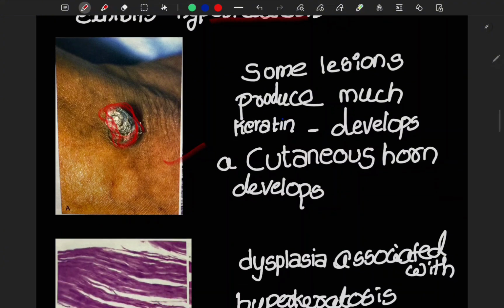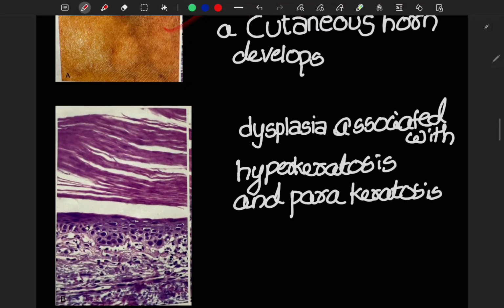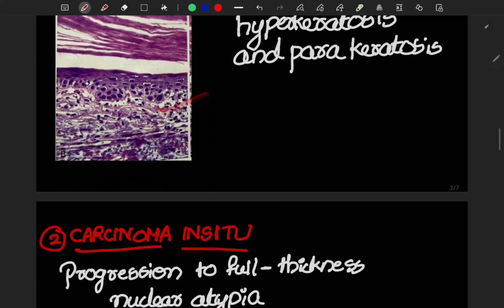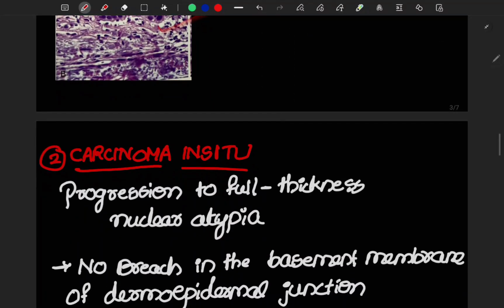This is the gross appearance. Now let us look at the microscopic appearance. It shows dysplastic or atypical cells with hyperkeratosis and parakeratosis. This is the microscopic picture.